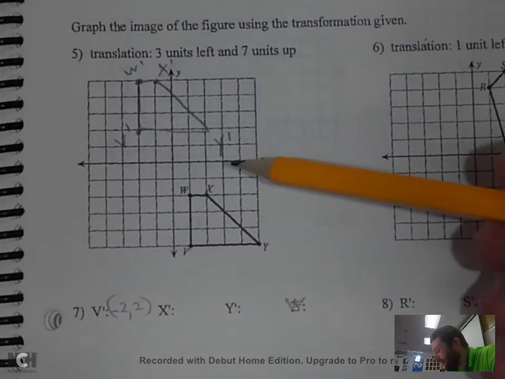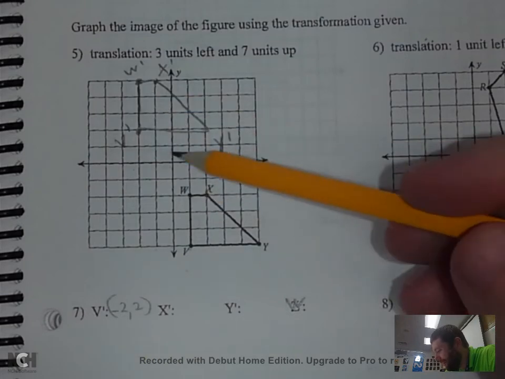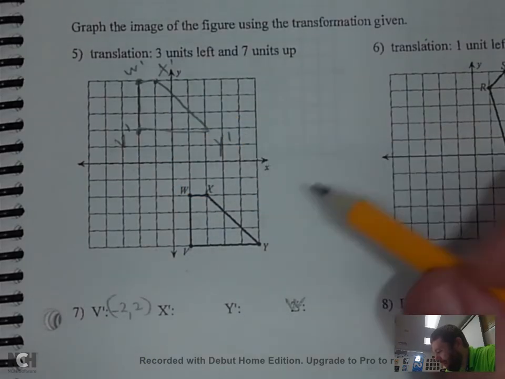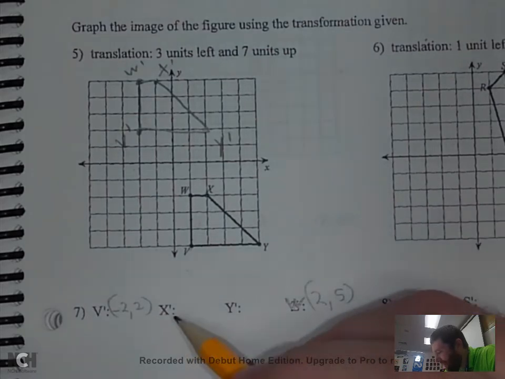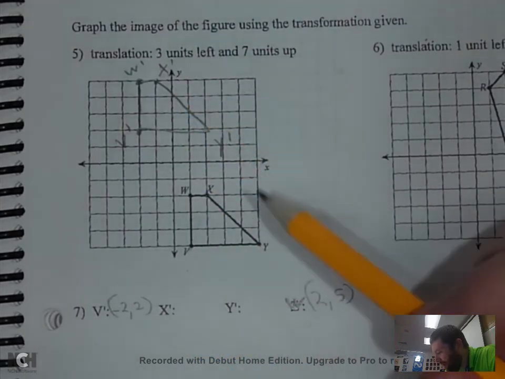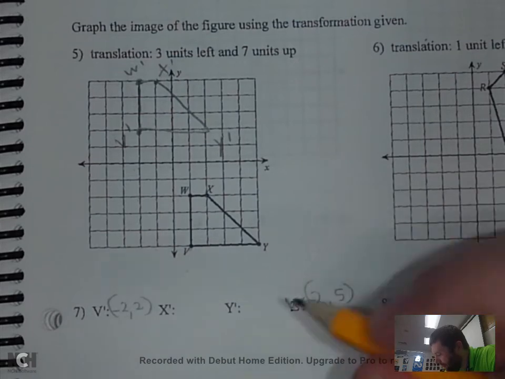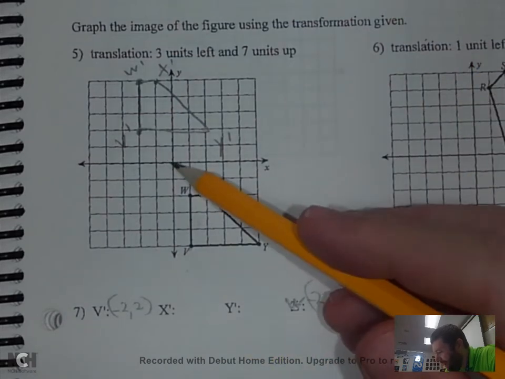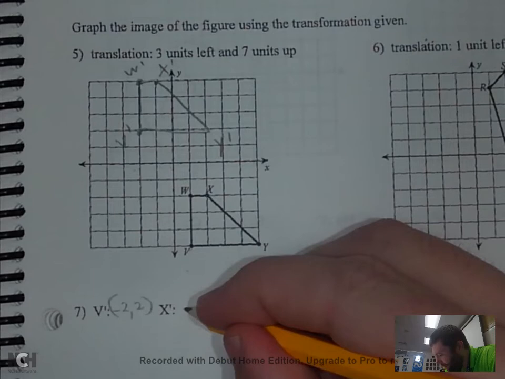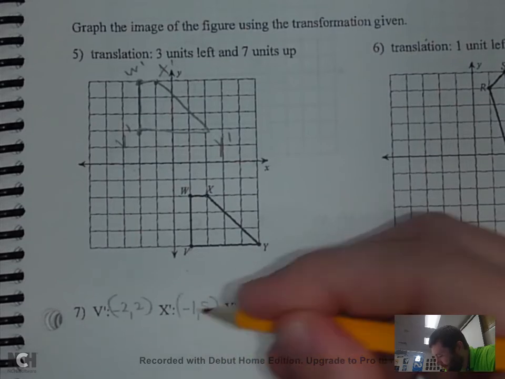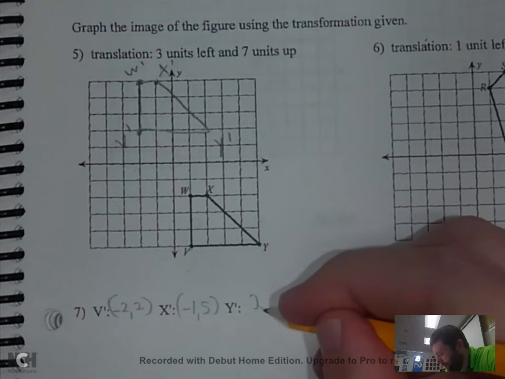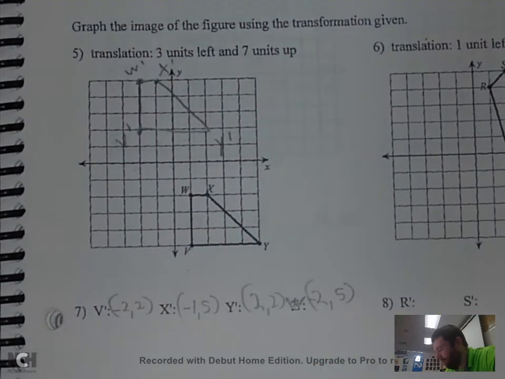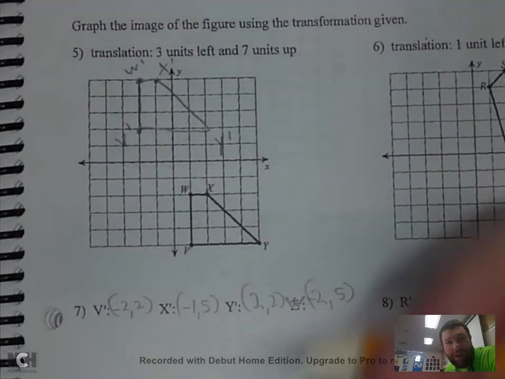Anyway, okay, so W is at 2 and 5. 2, 5. X is at -2, 5. And V is at -1, 5. And Y is at 2, 2. 2, 2. And that would be your answers.